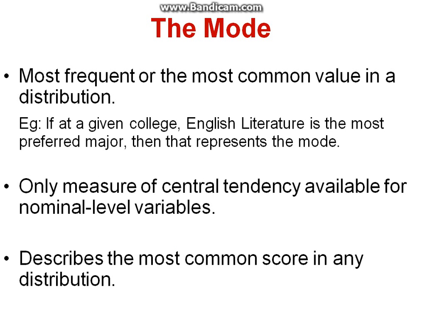Let's begin with the mode. The mode is the most frequent or the most common value in a set of points. For example, if at a given college, English literature is the most preferred major by the students, then English literature becomes the mode for this set of data points. That means the mode is the only measure of central tendency available for nominal level variables, as in my nominal level variable here, which is the choice of the college major by the students.